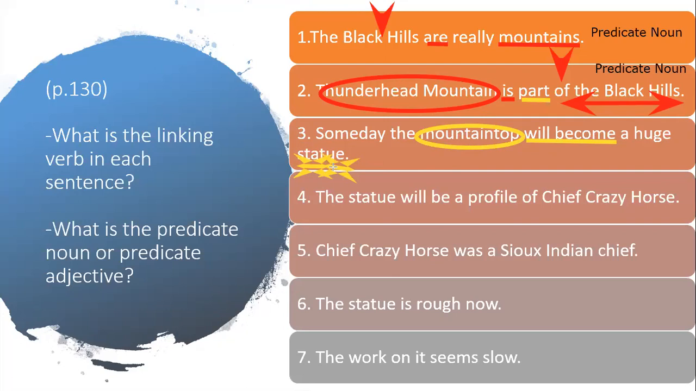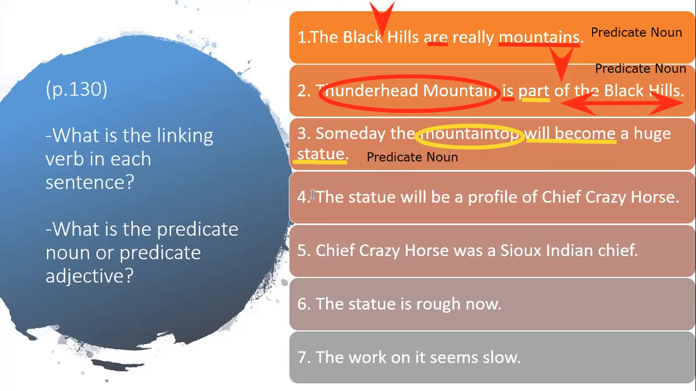So statue, let's just do a straight line. Okay, so statue is actually renaming the subject, which is mountaintop. And because it's renaming, statue is a predicate noun. Okay? Are you with me? May I continue? Say yes. I'm kidding.